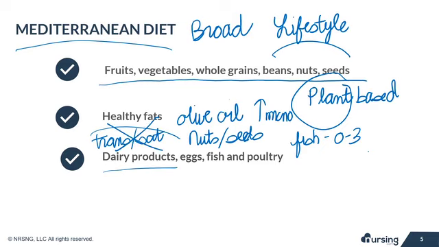Dairy products and eggs, fish, and poultry are consumed in low to moderate amounts, and very little red meat is eaten. Wine, preferably red, is consumed in low to moderate amounts. That's one part of the diet that seems to get a lot of attention. Other foods that are avoided are added sugars, processed meats, and also refined grains and refined oils.